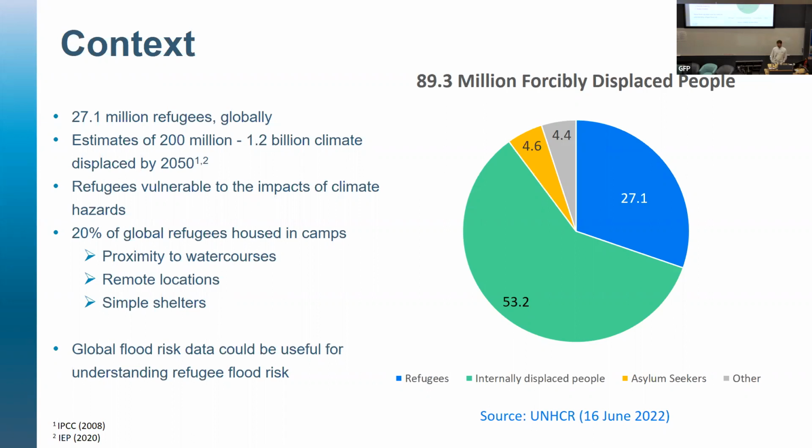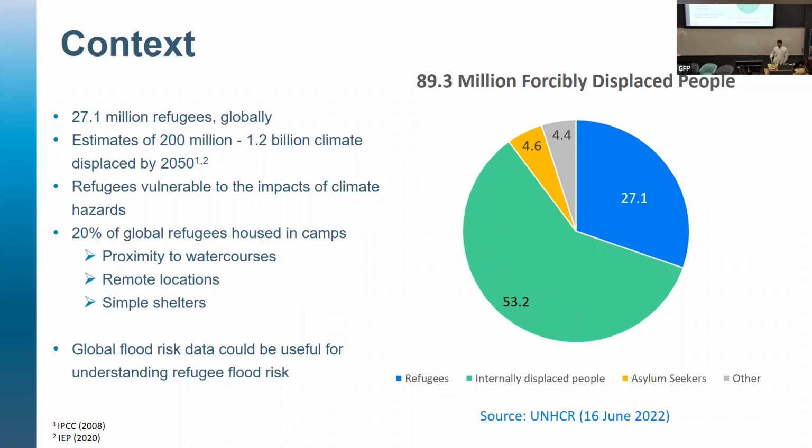And refugees represent one of the most vulnerable groups to climate hazards such as flooding. Over half of the world's refugee population is children. They typically live in developing countries, and they often lack proper housing, healthcare, and access to clean drinking water.